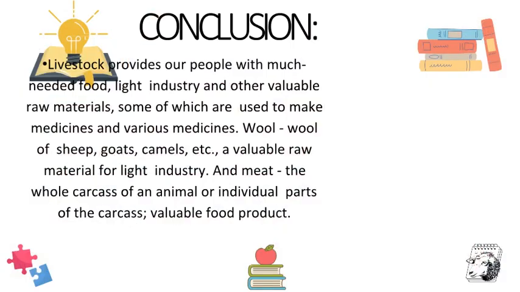Conclusion. Livestock provides our people with much-needed food, light industry and other valuable raw materials, some of which are used to make medicines. Wool. Wool of sheep, goats, camels, etc., a valuable raw material for light industry. And meat. The whole carcass of an animal or individual parts of the carcass. Valuable food product.